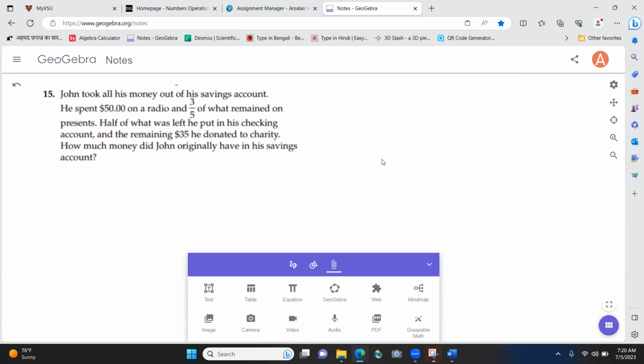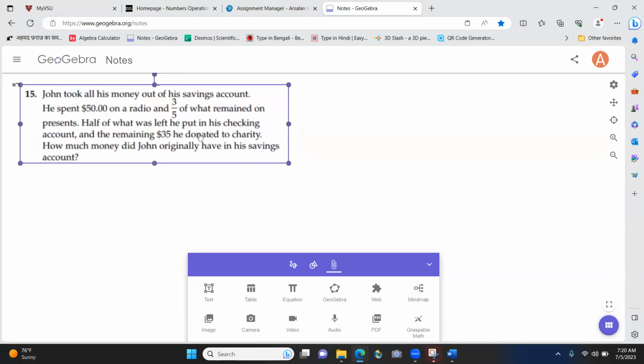John took all his money out of his savings account. He spent $50 on a radio, three-fifths of what remained on presents. Half of what was left he put in his checking account. So, guys, we have two fractions here.